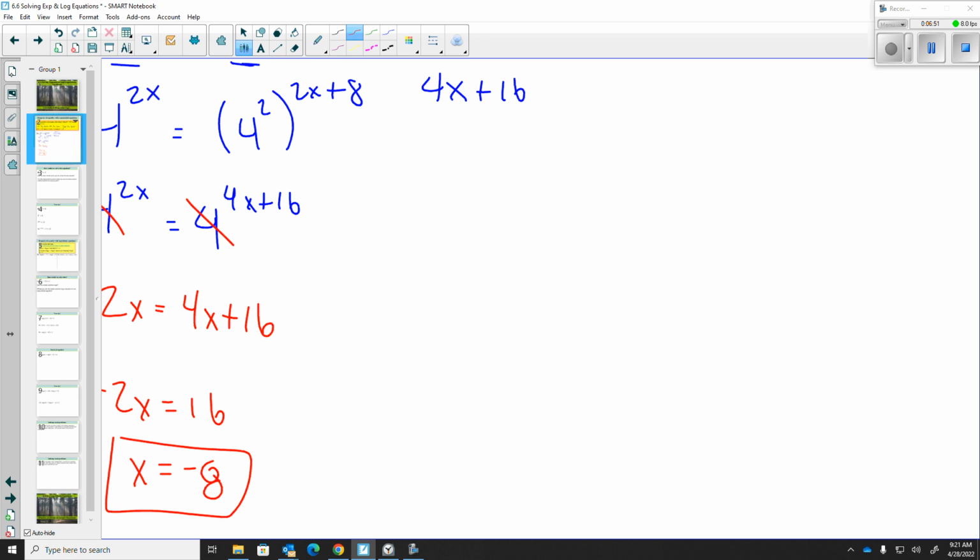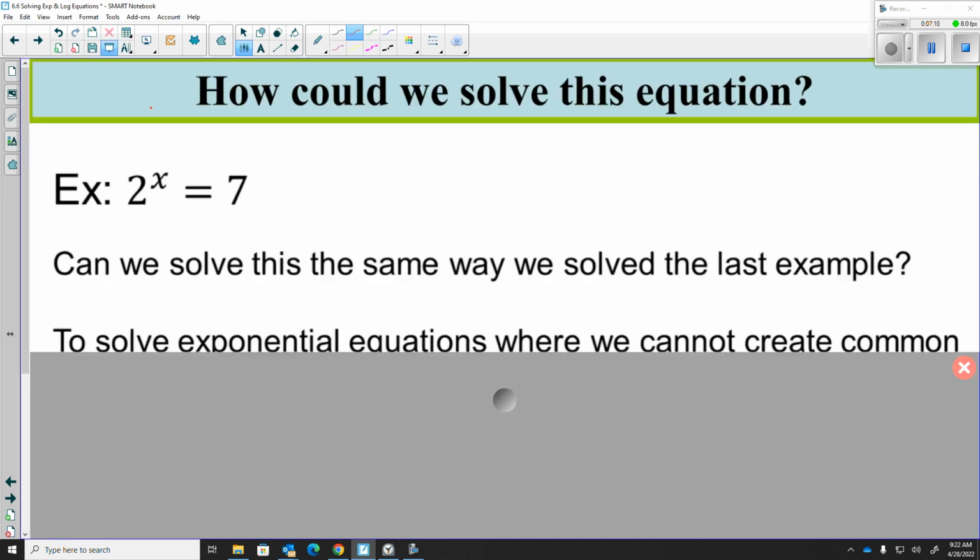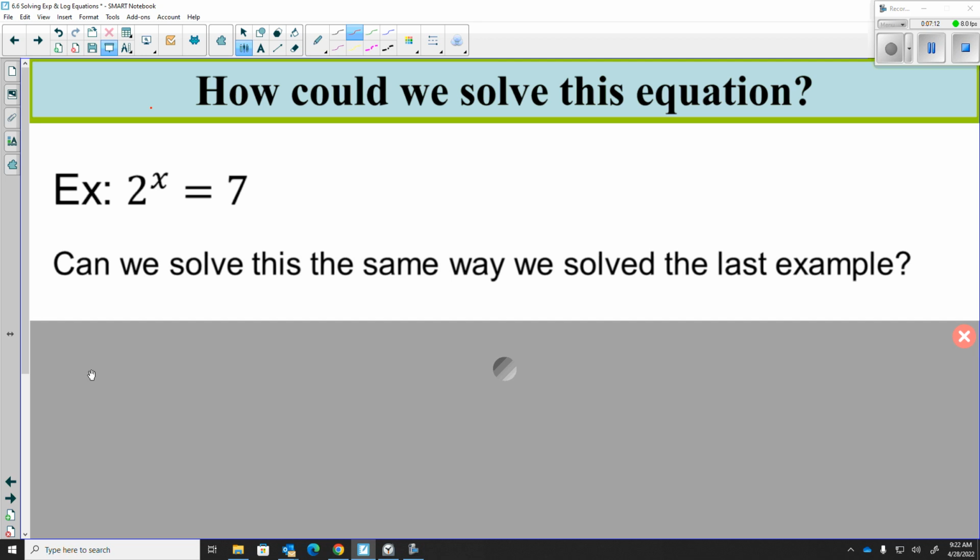All right. So guys, big takeaway from this one. Here's the big takeaway you need. If the bases are the same, yes. Exactly. Let's say, I'm going to give you a different one, okay? Let's say you have one that looks like this. Do those have the same base?